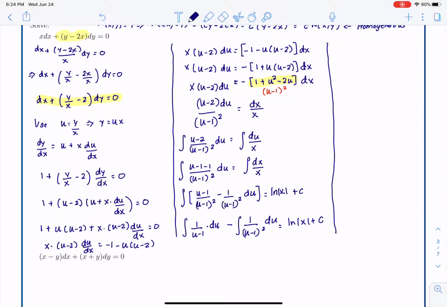If I use a substitution, let's say t equals u minus 1, then dt would be du. So the first integral would reduce to dt over t. The second would reduce to dt over t squared. And that would equal ln of x plus c. The integral of dt over t is ln of t. The second integral would reduce to negative 1 over t.